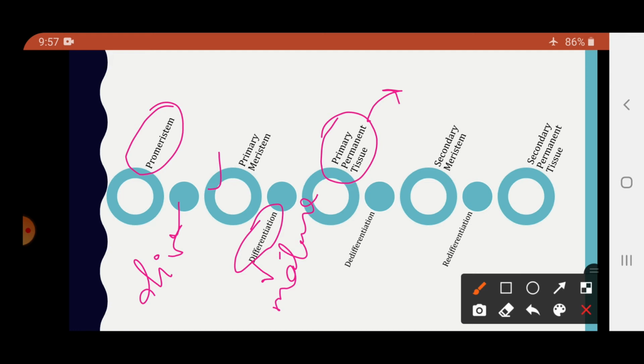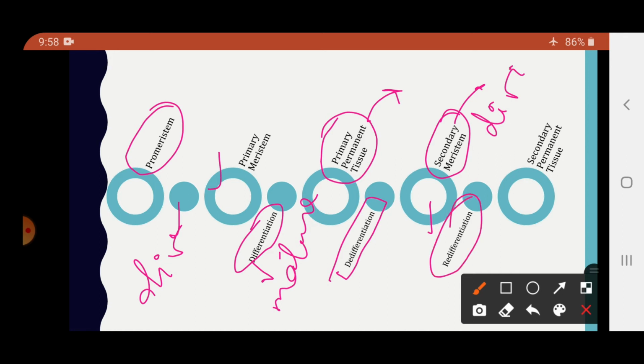Now ये जो अभी मैंने बोला कौन सा tissue बना? Permanent tissues. क्या permanent tissues में cell division की capacity है? नहीं है. फिर भी ये कौन सा meristem बनाता है? Secondary meristem. अगर division की capacity ही नहीं है तो कैसे बनाता है? सो primary permanent tissues के cell क्या होते हैं? De-differentiate होते हैं and de-differentiate होकर क्या बनाते हैं? Secondary meristem. अभी ये secondary meristem क्या करेगा? Divide करेगा and divide होकर जो cells हो गए वो फिर से differentiate हो गए.